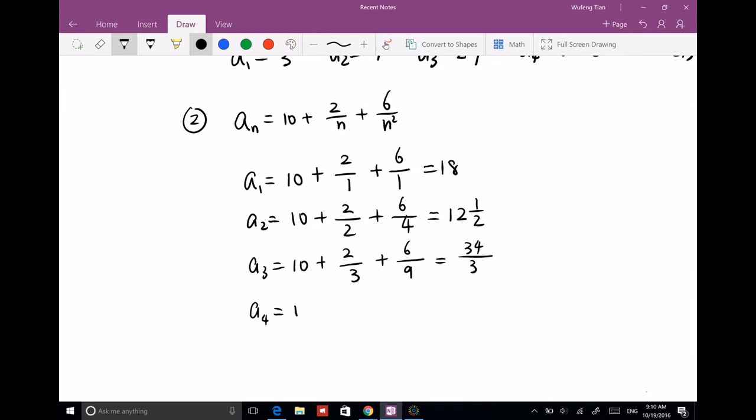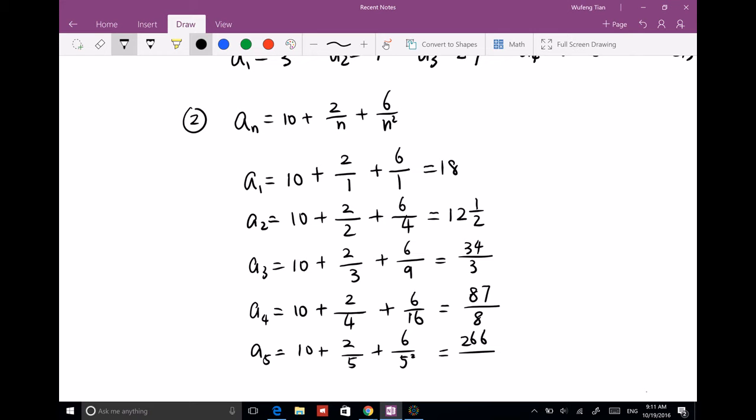A4 is 10 plus 2 over 4 plus 6 over 16. Okay, that's 87 over 8. A5. A5 is 10 plus 2 over 5 plus 6 over 25. Yes, okay, very good. So it's 266 over 25. Perfect. Thank you very much.